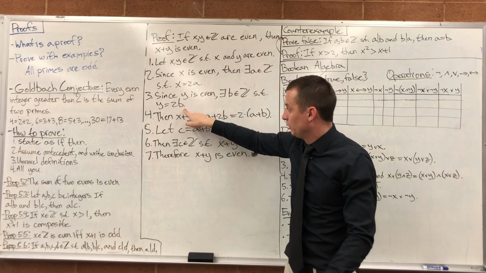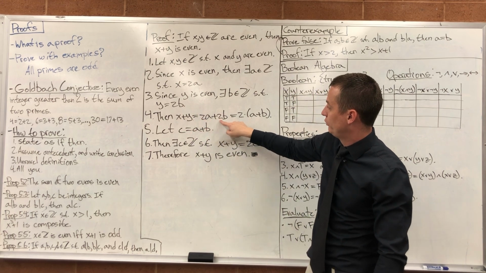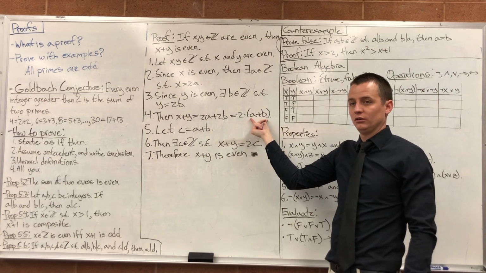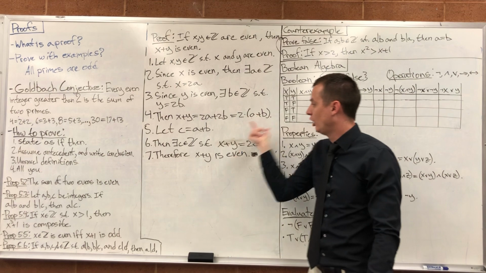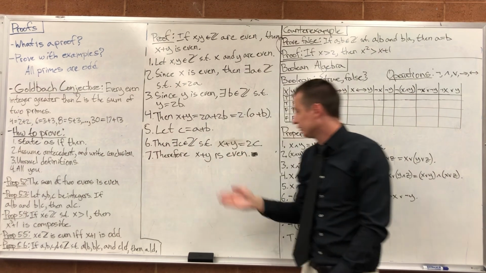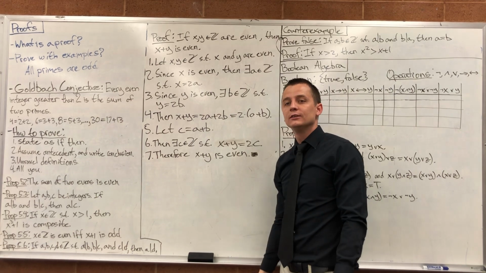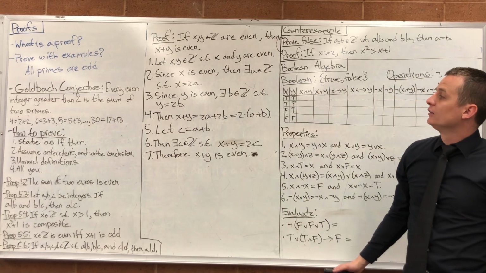Now we want to look at x plus y and show it's even. So x plus y then is equal to 2 times some integer plus 2 times some integer, which is equal to 2 times some integer. So x plus y is 2 times some integer. Call that integer c. So then there exists some integer c such that x plus y is equal to 2 times c. Therefore x plus y is even. Good? Alright. Let's do another one.